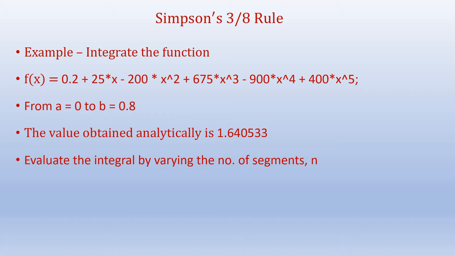Now we want to do an example. We will use Simpsons 3/8 rule to integrate this function f of x given here, where the limits of integration are a equals 0 and b equals 0.8. The value obtained analytically is 1.640533. We will now evaluate the integral using Simpsons 3/8 rule numerically, and then we'll compare the results. We'll also vary the number of segments n.